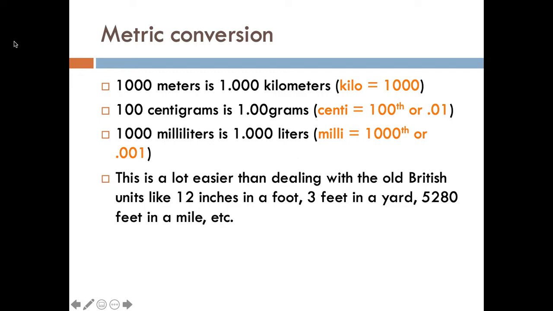So for example, if you had a measurement of 1,000 meters, you could convert that to kilometers by moving your decimal point 3 places to the left. Kilo is 1,000 of something. If you had 100 centigrams, you can convert that to grams by moving your decimal point 2 places, because there's 100 centigrams in a gram. 1,000 milliliters, similarly, is 1 liter, 1.000 liters, just to show you how the decimal place moved. Milli is 1,000th, or 0.001. And if you're trying to do this with the old British units, like 12 inches in a foot and 3 feet in a yard, the conversions would not be as simple.